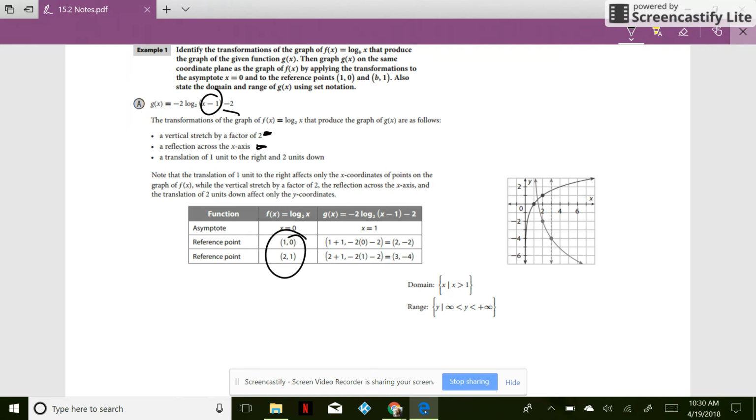Domain is now changing based on your x values changing. Your range is always going to be all real numbers. Domain is going to change based on your vertical asymptote. So now it's going to be x is greater than 1 since we shifted to the right 1.